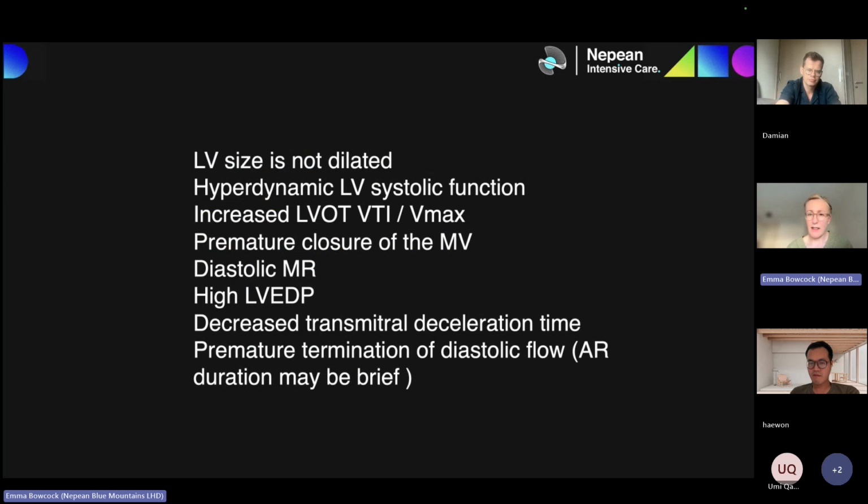These are all the features that they want you to say when they ask you to give some echo features of acute AR. LV is not dilated. You often have hyperdynamic function, increased LVOT VTI, premature closure, diastolic MR, high filling pressures. Your decel time for your mitral inflow is often really short, because you've got that really high LVEDP, and then you might get early termination of the diastolic flow.